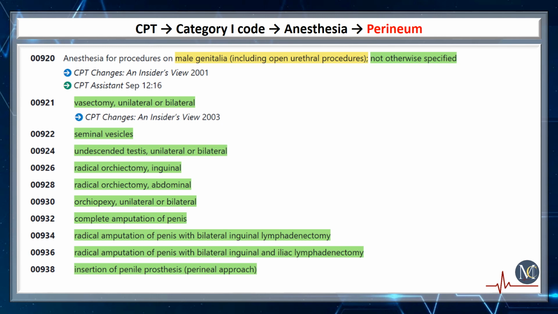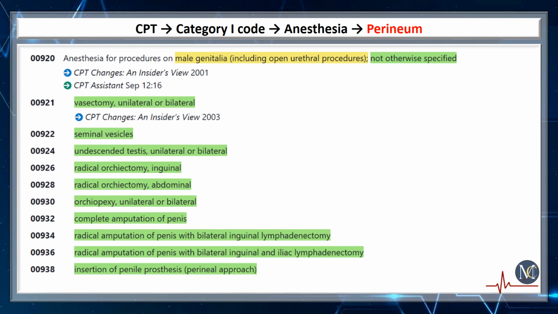Next code is 00928, radical orchiectomy abdominal. The provider performs anesthesia services for a patient undergoing surgical removal of one or both testes, typically for malignancy, along with the spermatic cord and nearby abdominal lymph nodes. The surgical provider performs the procedure by incision made into the lower abdominal area.